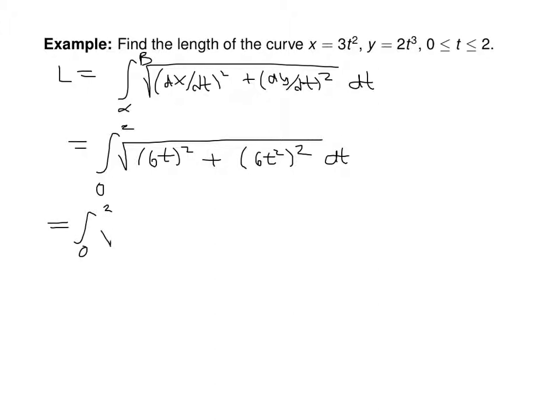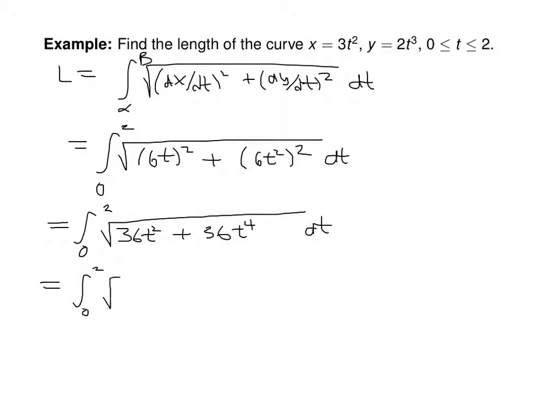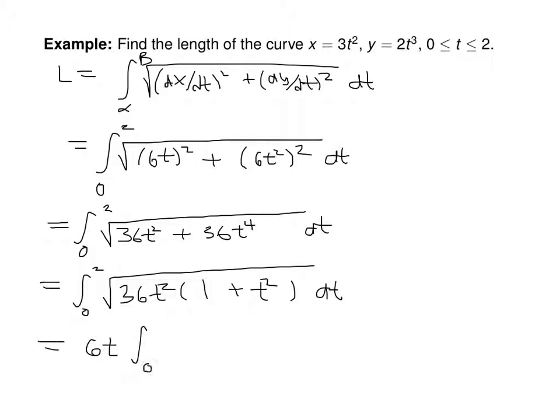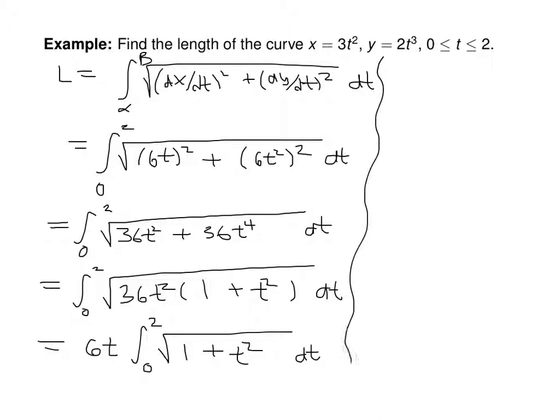So the integral from 0 to 2 of root 36t squared plus 36t to the 4th. And what I'm going to do there is factor out the greatest common factor of 36t squared. So 36t squared times 1 plus t squared dt. And now I can take that 36t squared out of the root sign, making it 6t, the integral from 0 to 2 root 1 plus t squared. And this integral can be solved using a u substitution.